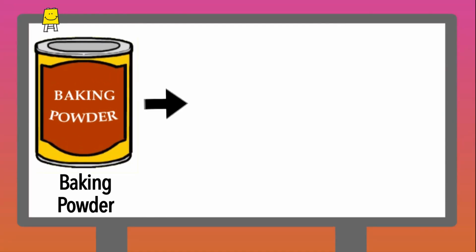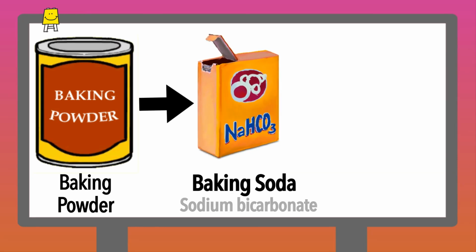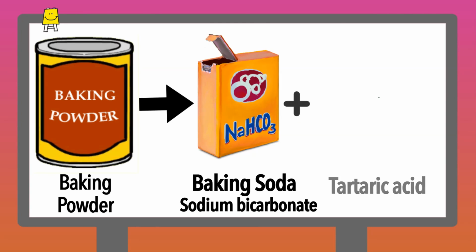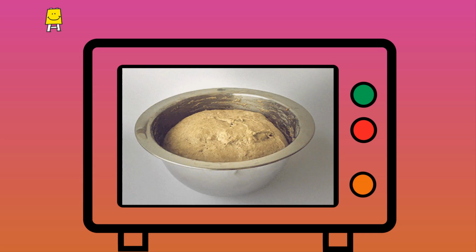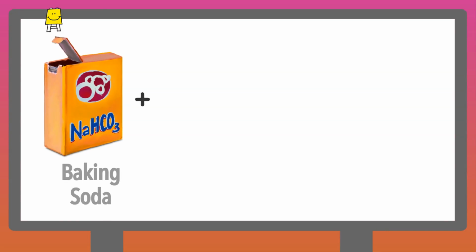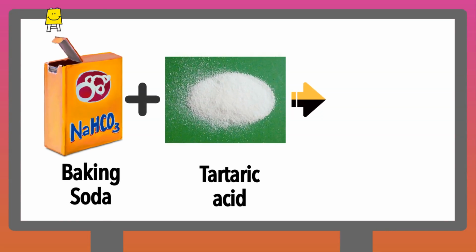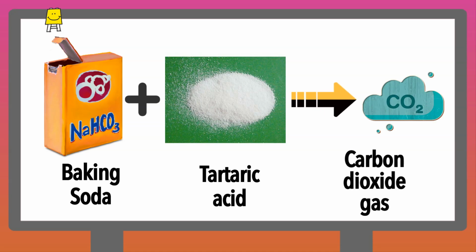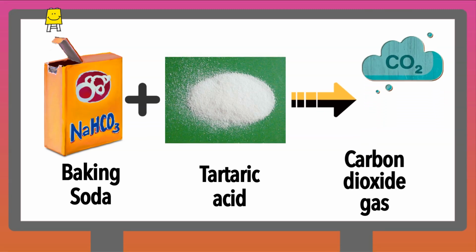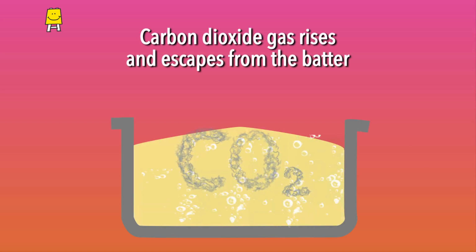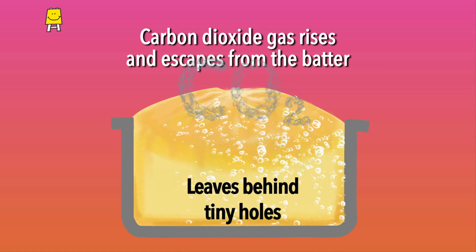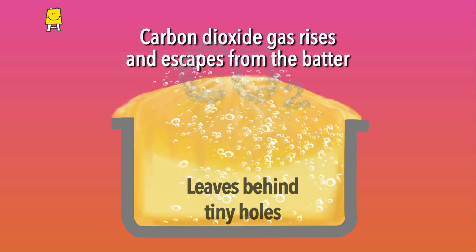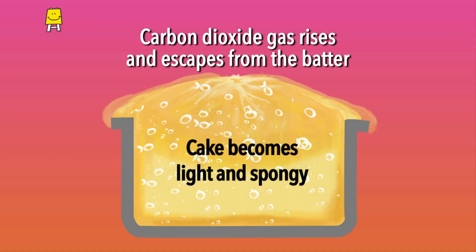Baking powder is a mixture of two substances, baking soda or sodium bicarbonate and tartaric acid. These two substances react with each other when they come in contact with the water in the batter and are heated. The chemical reaction produces carbon dioxide gas. The gas rises upward and escapes from the batter. When it escapes, it leaves behind holes. It is because of these little holes that the cake is light and spongy.